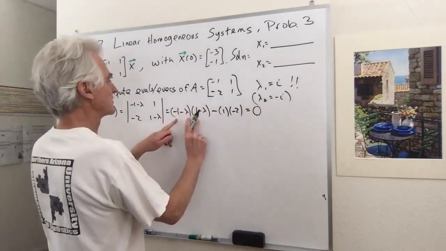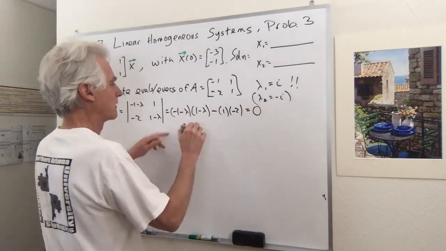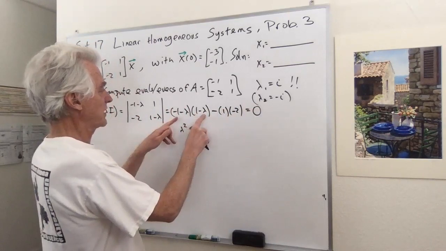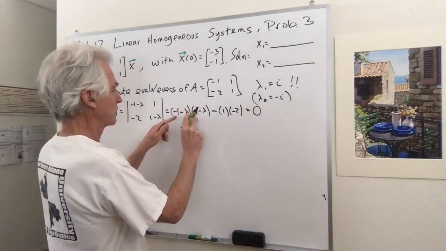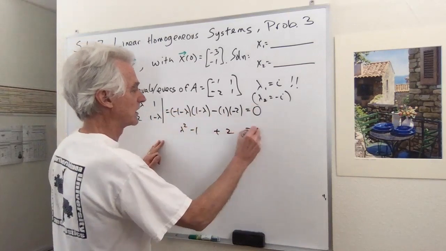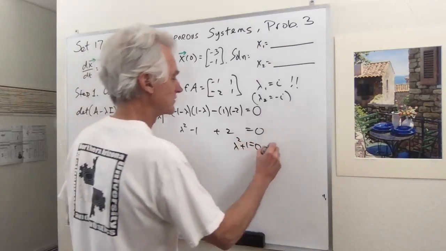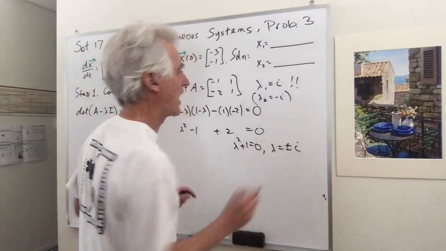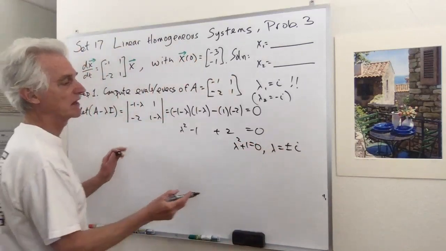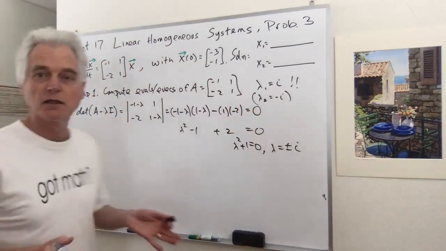So I get lambda squared, but the outer and the inner terms cancel, that's plus lambda minus lambda. And then the first term gives me a -1, and that's a +2, equals 0. So it's basically lambda squared plus 1 equals 0. So lambda is plus or minus i. Okay, so we've got the eigenvalues. Lambda 1 is i. Lambda 2 is minus i.